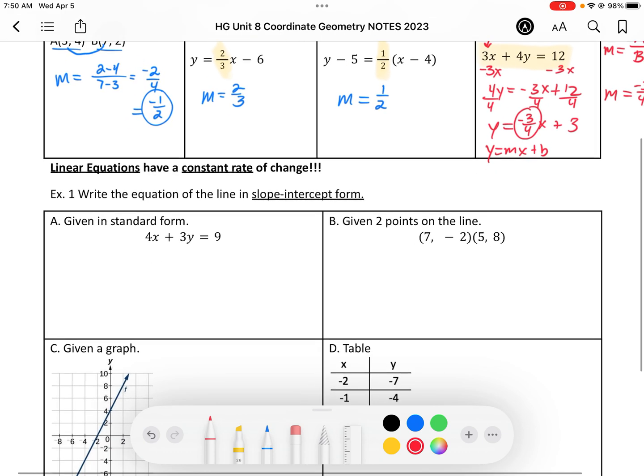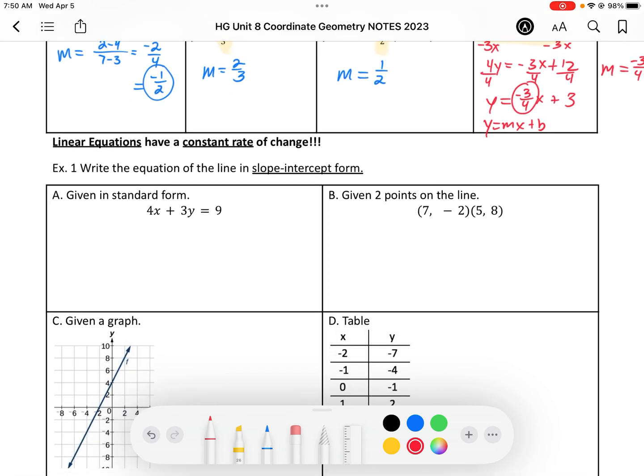So we're going to talk about writing rate of change or slopes from this information, but we're going to write each of these equations in slope-intercept form. We're going to put every equation into this form: y equals mx plus b. Every equation is going to be in that form for these examples.